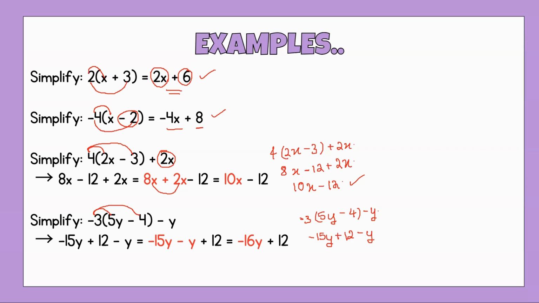So minus 15y minus y plus 12. Minus 15y minus y. y is of course a variable which is equal to 1y. So minus 15y minus 1y. As they both are negative, it's just like adding them. So minus 15 minus 1, minus 16. But here you have to add a y. So minus 16y plus 12 is your final answer. Easy, isn't it? Let's go to the next slide.